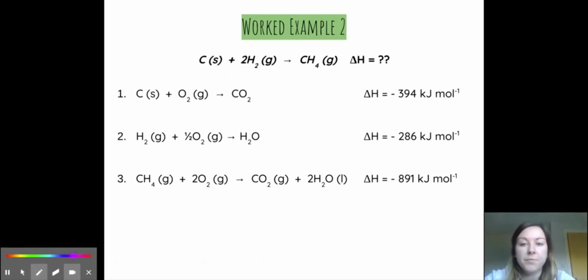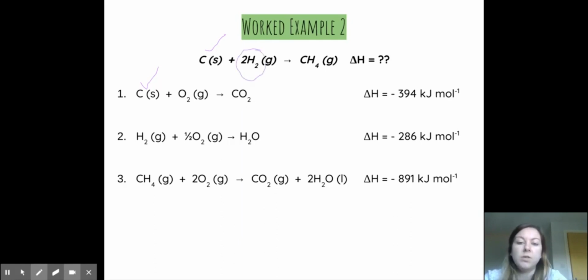So first of all then, let's just take each substance from the equation in turn and see what we need to do. We have a carbon here on the left and it's here on the left, so that can stay. We don't need to do anything to the first equation, that's fine the way it is. The second equation, you'll see that we have 2 hydrogens here and we only have 1. So what we need to do to equation 2 is multiply everything in it by 2. So that means we're going to have a big 2 in front of the H2. Our half of oxygen now becomes 1, and we have 2 H2O.